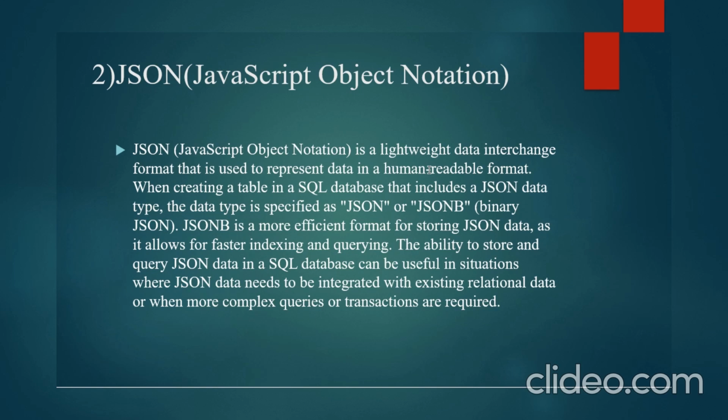JSON stands for JavaScript Object Notation, and it stores JavaScript related data in the JSON data type. We can store JavaScript types of things using the data types JSON or JSONB. JSONB stands for binary JSON, which is efficient for storing JSON because it provides fast indexing and querying.